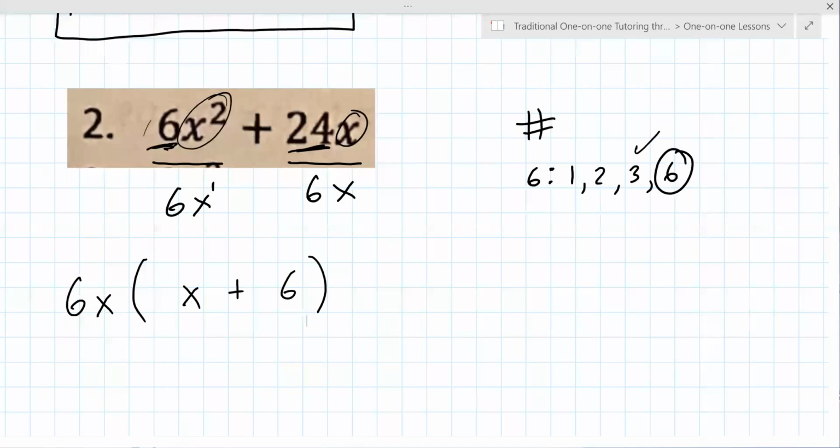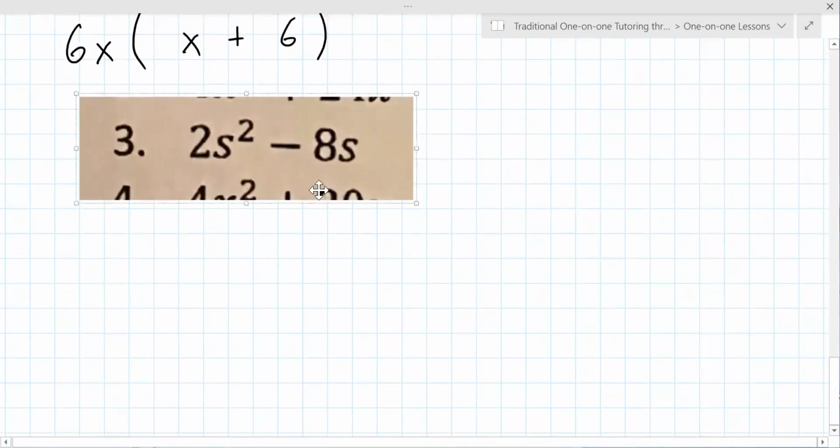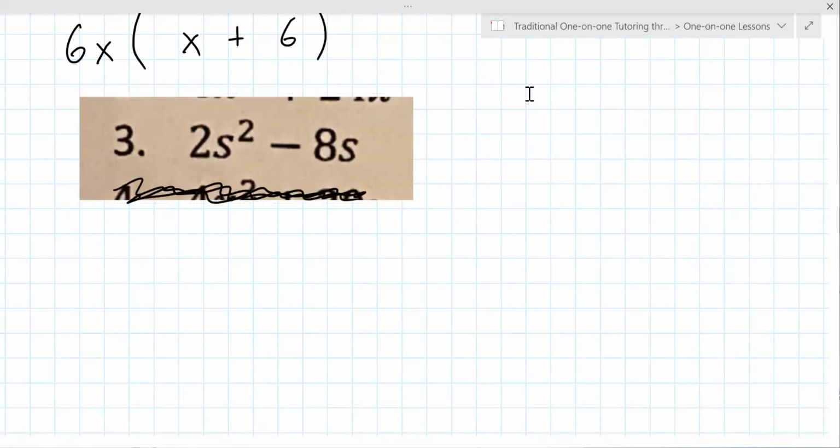All right, let's take a look at number 3. Go ahead and try this one on your own. I know you've been wanting to do that. This is a good one for you to see if you're comfortable with what we've been doing.